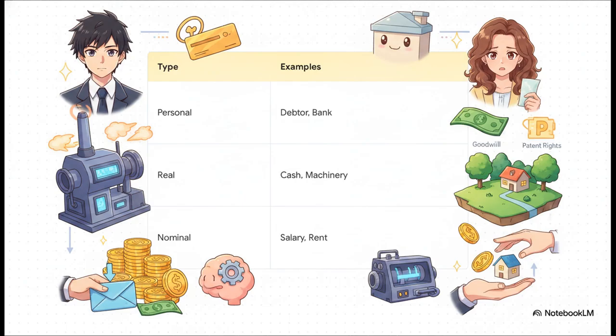Personal accounts are exactly what they sound like: people or organizations. That could be a real, living person like a debtor or an artificial person, like a bank or an insurance company. Real accounts, those are your assets, the tangible and intangible stuff you own. So cash, machinery, land, even goodwill or patent rights. And then we have nominal accounts. These just represent your expenses and your incomes. So paying salaries, that's a nominal expense. Collecting rent, nominal income. Simple as that.